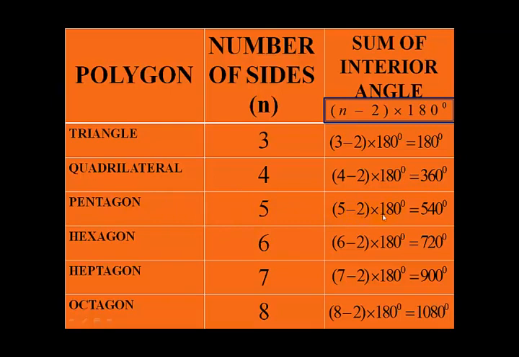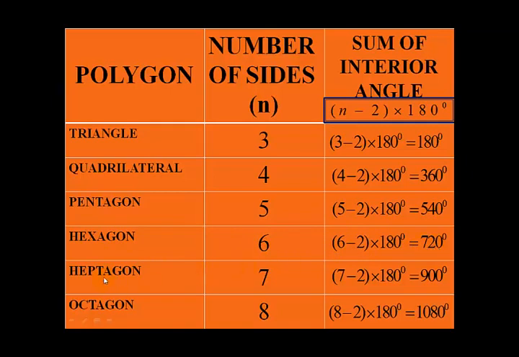3 times 180 degrees equals 540 degrees. Now, when we consider a hexagon, it has 6 sides. And so we have 6 minus 2 times 180 degrees. 6 minus 2 equals 4, and 4 times 180 degrees equals 720 degrees.